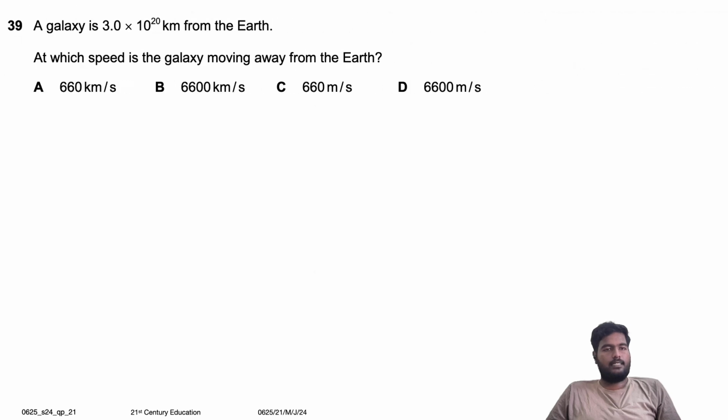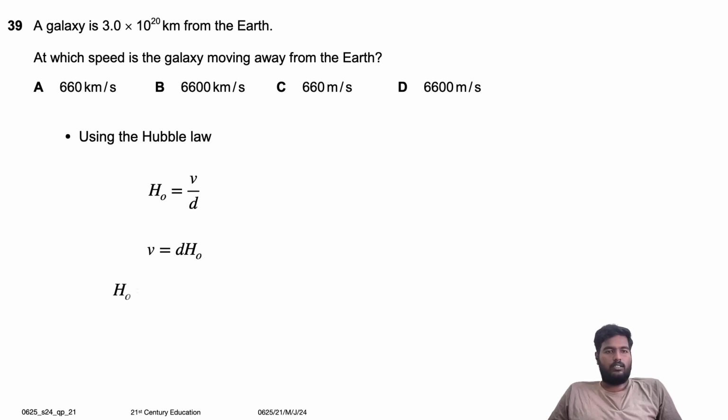A galaxy is 3 into 10 power 20 km from the Earth. At which speed is the galaxy moving away from the Earth? So we have to use Hubble's law. We know that Hubble's constant H naught is v by d. So we want just the velocity moving away. So v is H naught into d, and H naught value is 2.2 into 10 power minus 18 per second.